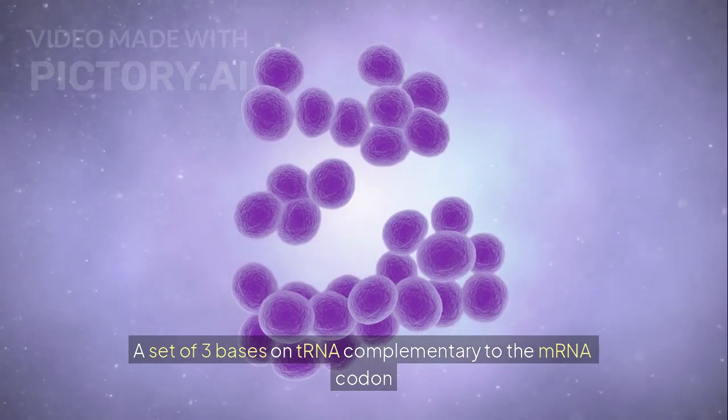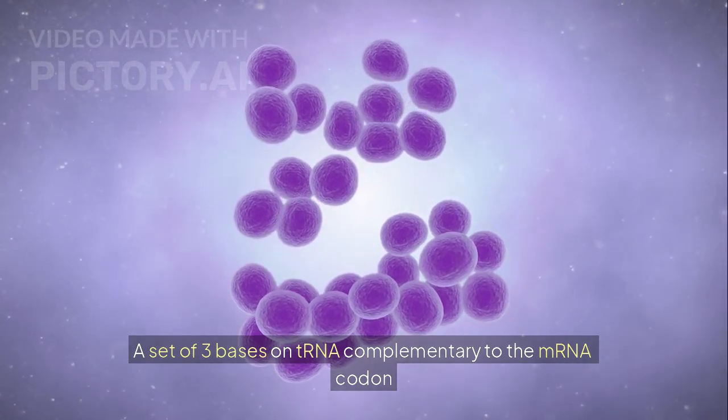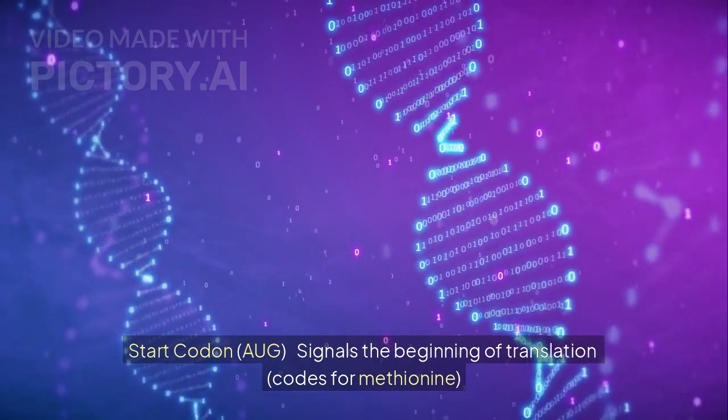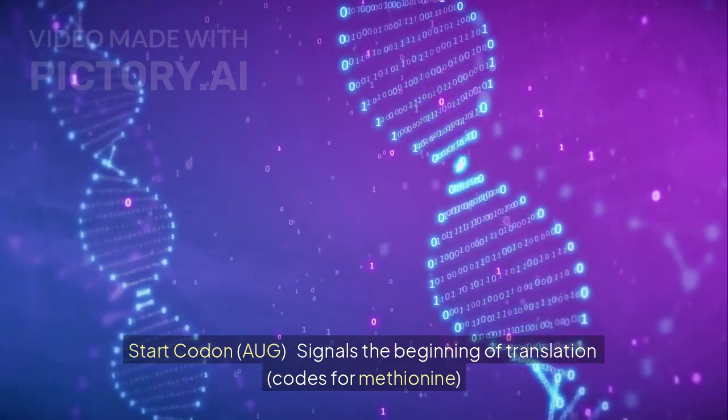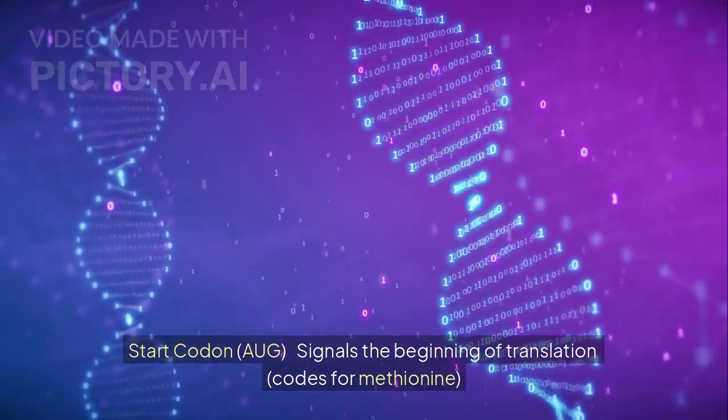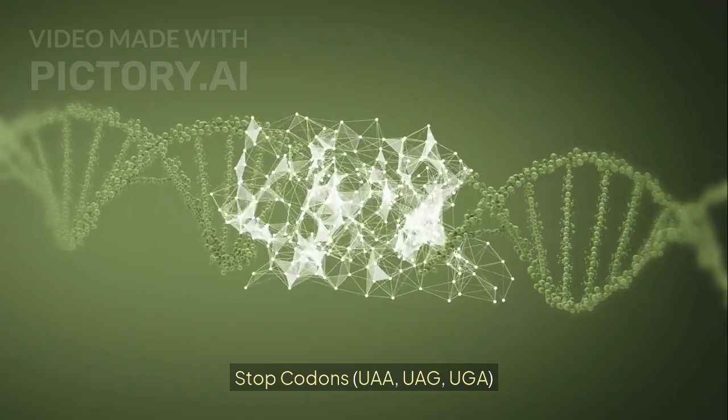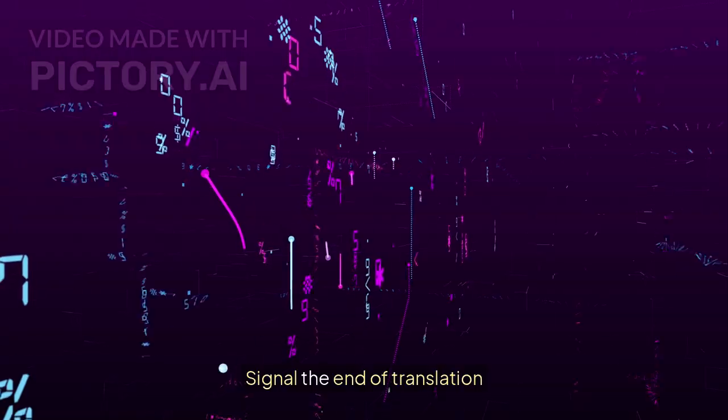Anticodon: a set of 3 bases on tRNA complementary to the mRNA codon. Start codon, AUG, signals the beginning of translation. It codes for methionine. Stop codons, UAA, UAG, UGA, signal the end of translation.